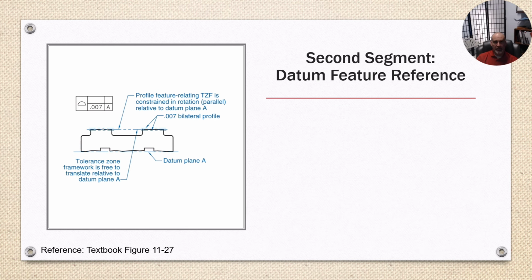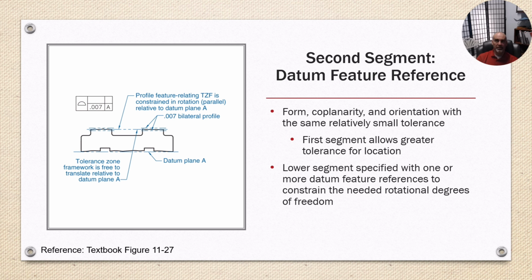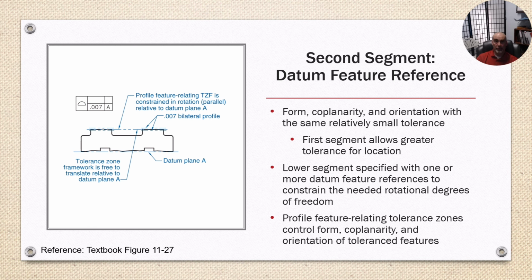Okay, second segment, datum feature is referenced. The form of coplanarity orientation with the same relative small tolerance. The first segment allows greater tolerance for location of the feature, and the lower segment is specified with one or more datum feature references to constrain the needed rotational degrees of freedom, and the profile feature relating tolerance zone controls form, coplanarity, and orientation of the tolerance feature.